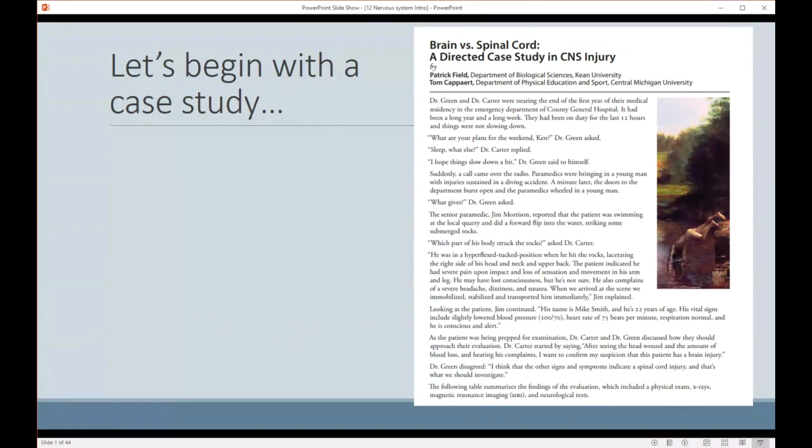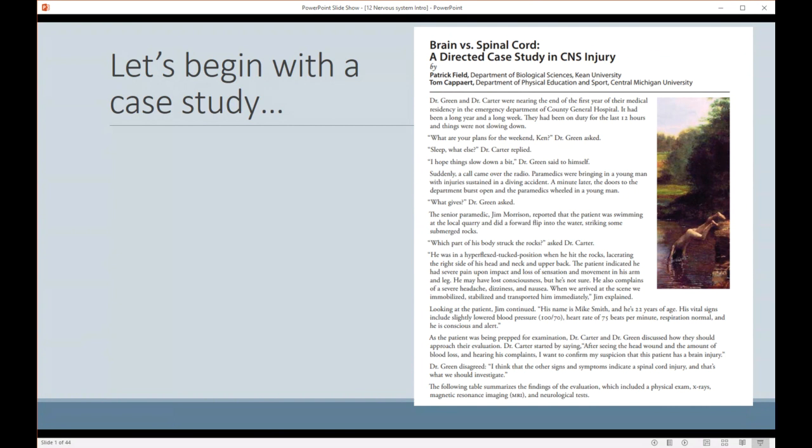"What gives?" Dr. Green asked. The senior paramedic, Jim Morrison, reported that the patient was swimming at the local quarry and did a forward flip into the water, striking some submerged rocks. "Which part of his body struck the rocks?" asked Dr. Carter. "He was in a hyperflexed, tucked position when he hit the rocks." Okay, so that means that his head was sort of tucked forward.